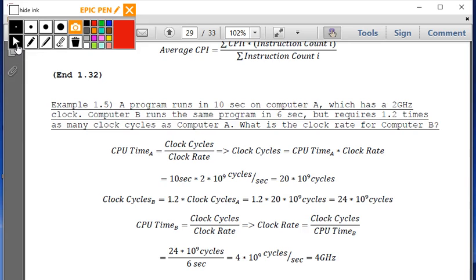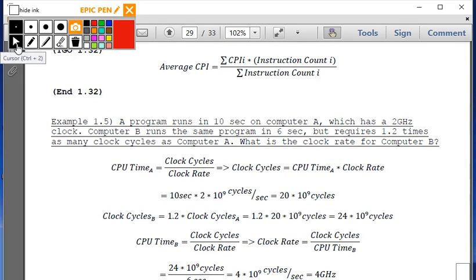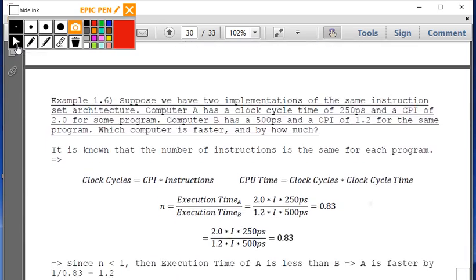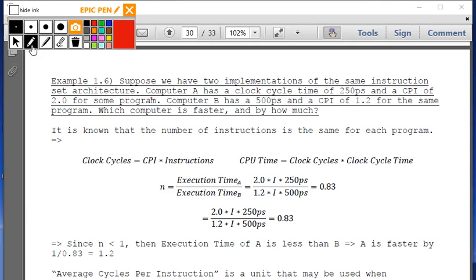The next example is going to be a good description of how we use average CPI. So example 6, we have 2 implementations of the same instruction set architecture. So now we have computer A, a lot of these problems have computer A or computer B, and a clock cycle time of 250 picoseconds. So what's pico?